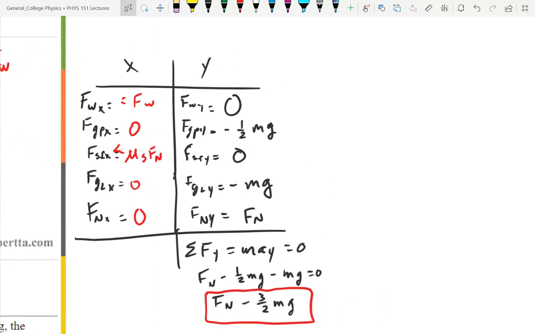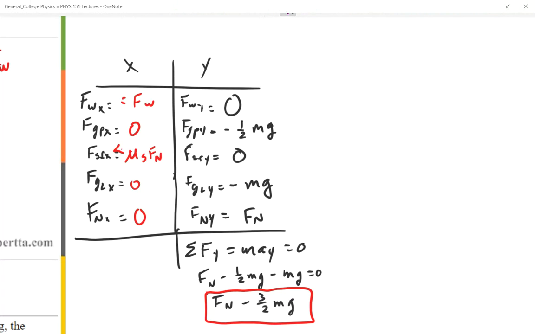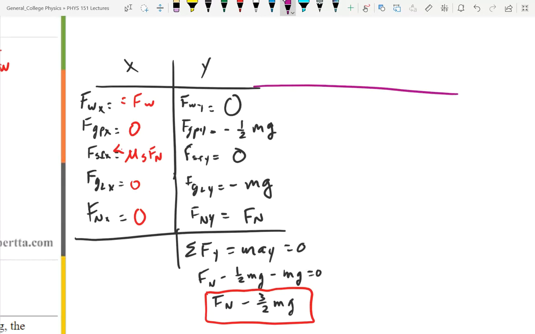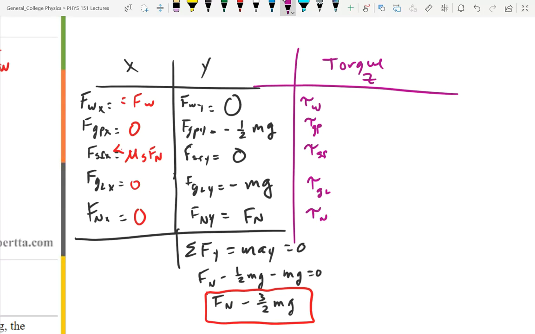This here is stuff that was covered on the exam we just had. What's the new thing that I'm going to add? Torque. So I'm going to add the torque, and again, the torque is technically in the z direction. And so the torque from the wall, the torque from the person, the torque from static friction, the torque from gravity in the ladder, that was gravity in the person, and the torque from normal.